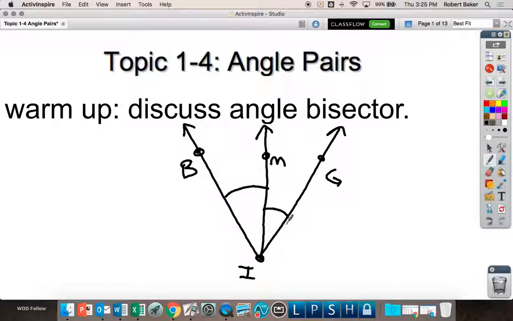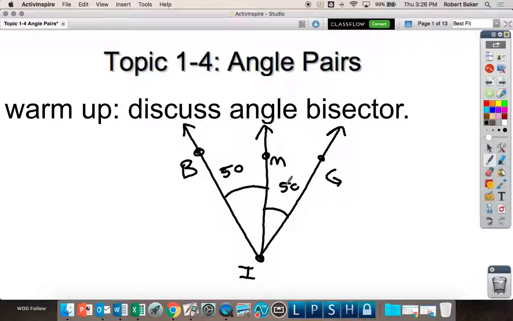So lines have midpoints, angles have bisectors. You see the relationship? Kind of. So if this angle is 50, how big is this angle? 50. If both of those angles are 50, how big is the big angle? That's called angle addition. This piece plus this piece equals the whole thing. Does that kind of make sense?